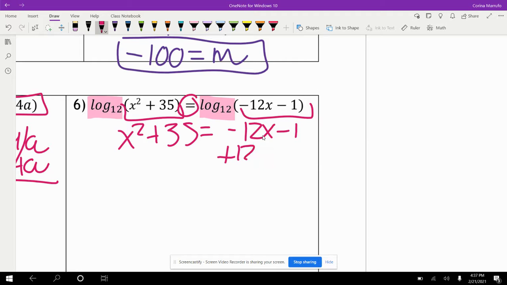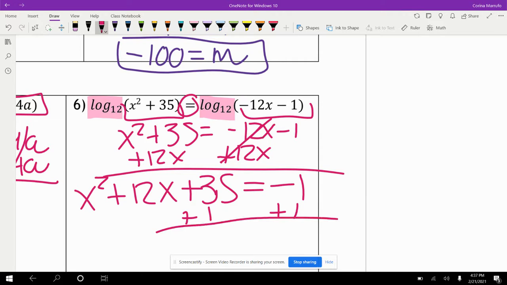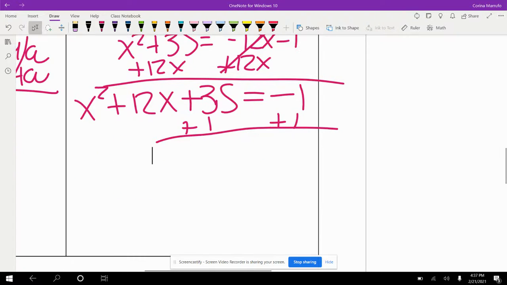So to find the solutions, we're going to have to move everything to the same side of the equation. So this negative 12x, I'm going to move it to the other side and add the 12x. And then we get x squared. Okay, we can't add it to the 12x because they're not like terms. So plus 12x plus 35 equals, that canceled, so it equals negative 1. Okay, then I'm going to move this negative 1 to the other side. And we get x squared plus 12x plus 36 equals 0.